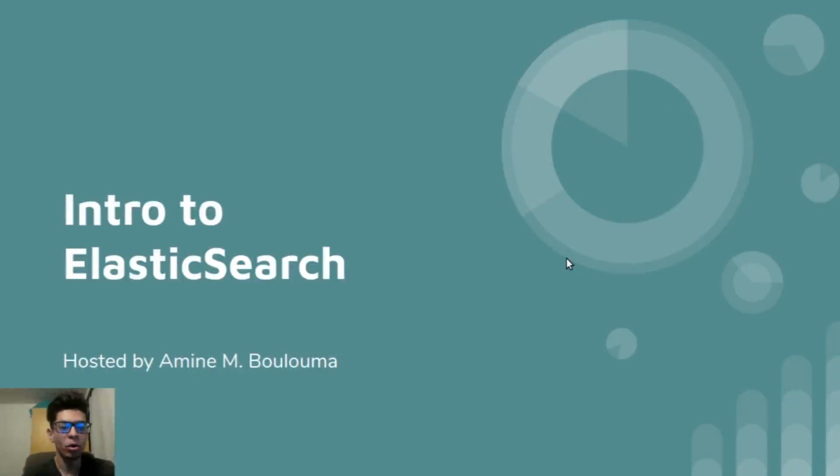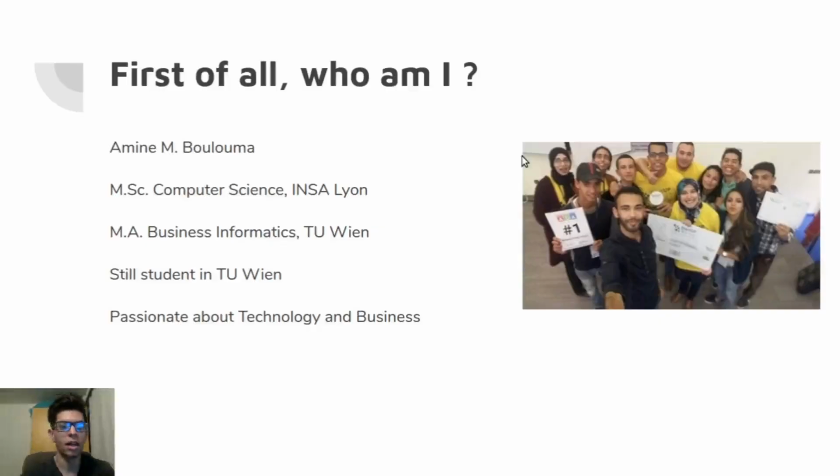I am Amine Boulouma. The next slide provides some info about me. I have a computer science master degree in Lyon in France, and I am currently doing a business informatics master degree in Vienna, Austria. I am really passionate about technology and business, and you can see it in the picture here.